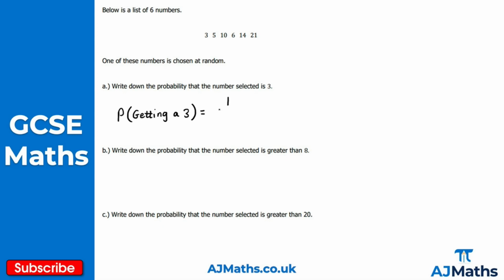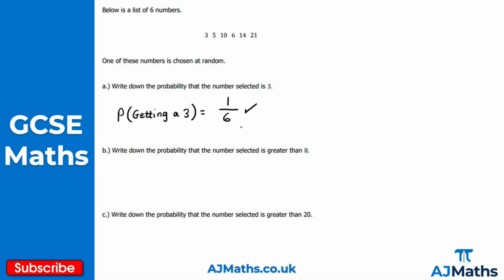That would be our numerator. And for the denominator then, that's how many numbers we have in total. And we're told that at the beginning of the question. There's 6 possible numbers here. So the probability of getting a 3 is 1 out of 6 there. Okay, and that's our solution to part A.